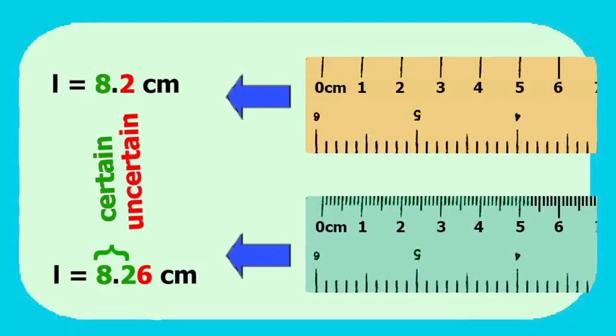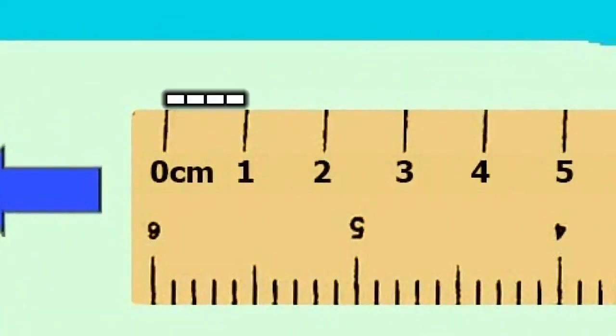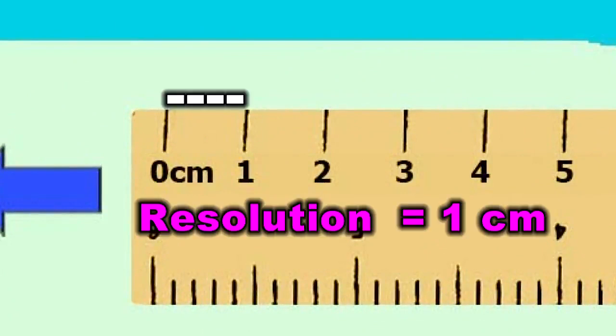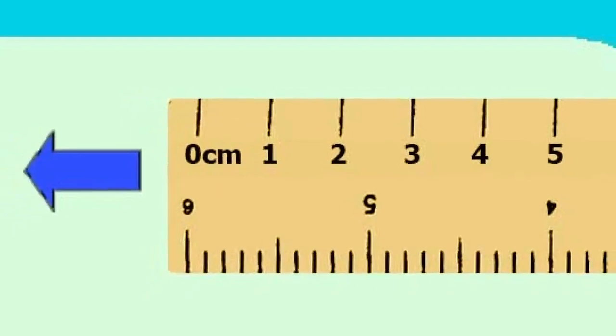Resolution is the smallest amount that a device can measure. For example, the first ruler can measure 1 centimeter, and cannot measure less than this amount. So its resolution is 1 centimeter. With this tool we can report a number like 5.8 centimeters, where 8 is an estimated number that cannot be measured by that device.